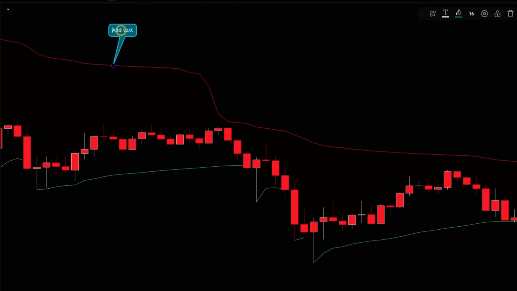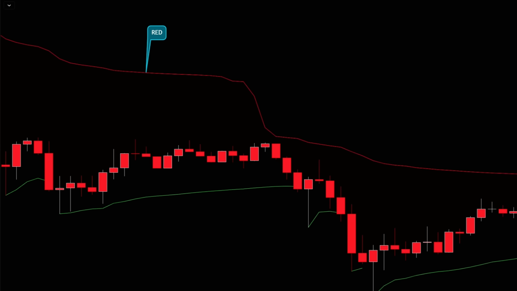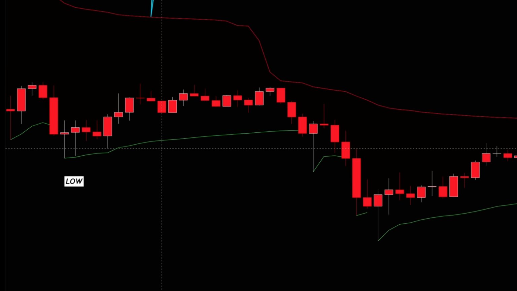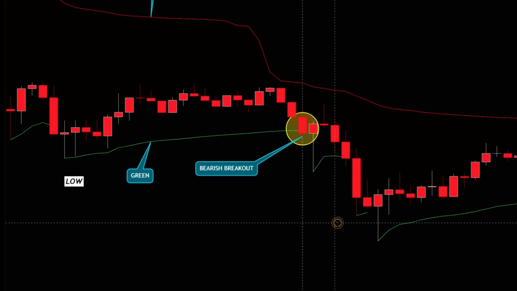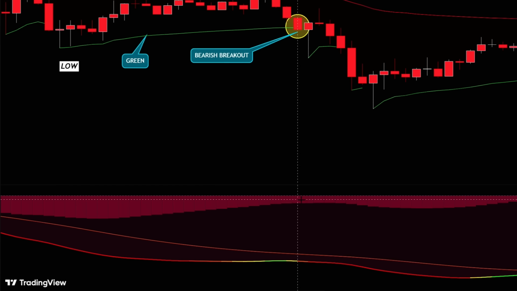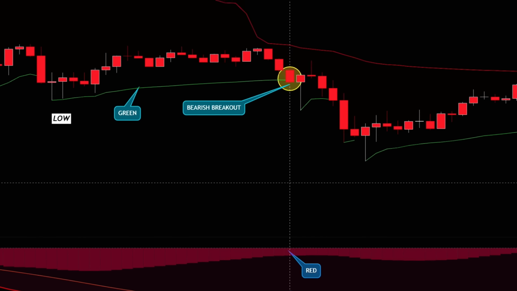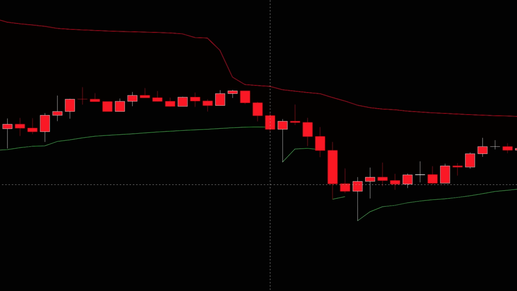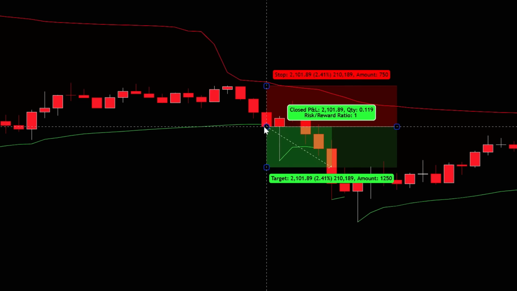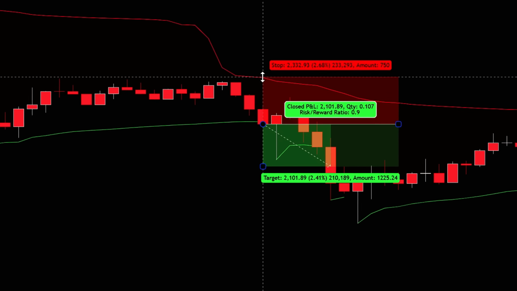For a short trade, price breaks below the VWAP support. Oscillator area plus histogram both red. Valid short entry. Stop loss above the VWAP red line and take profit following the same 1 to 2 risk to reward ratio.